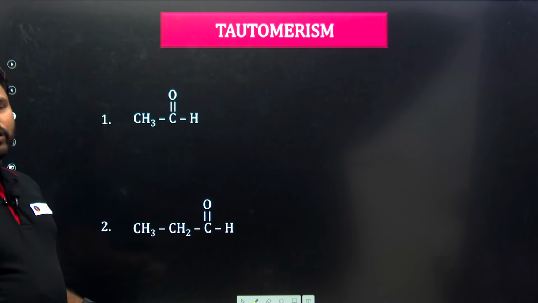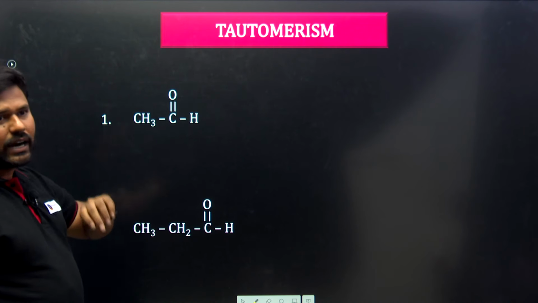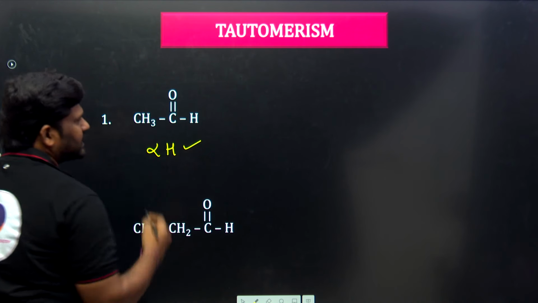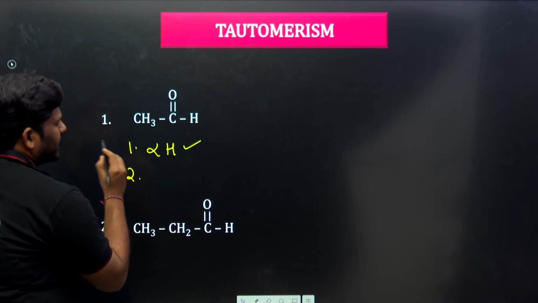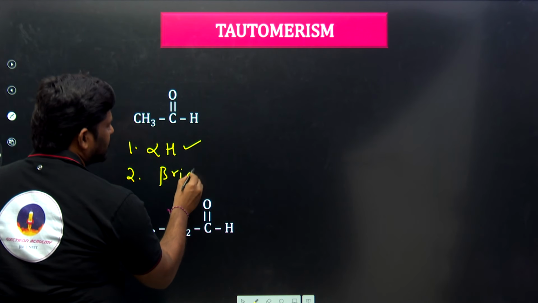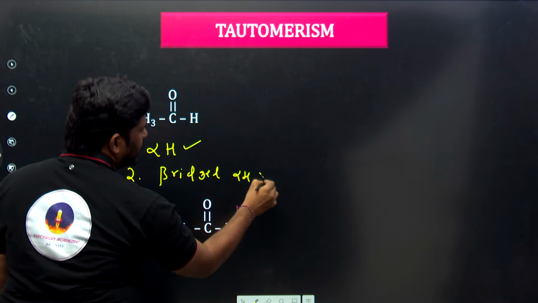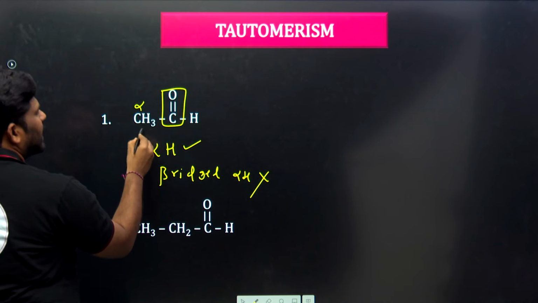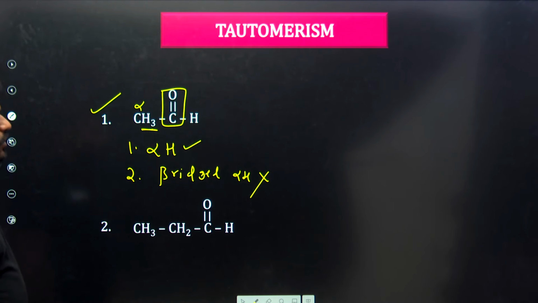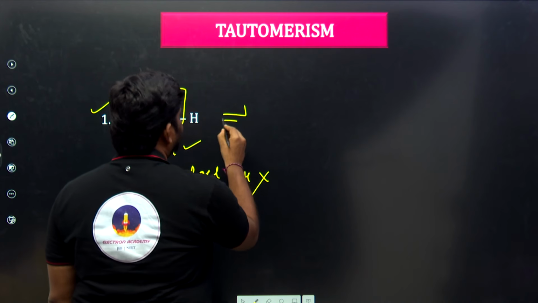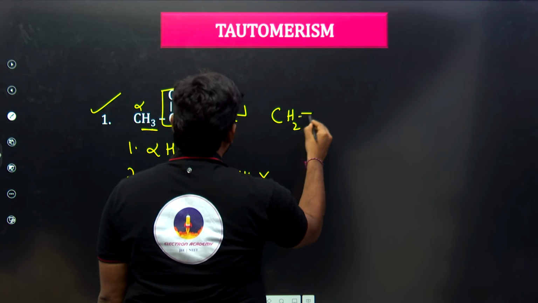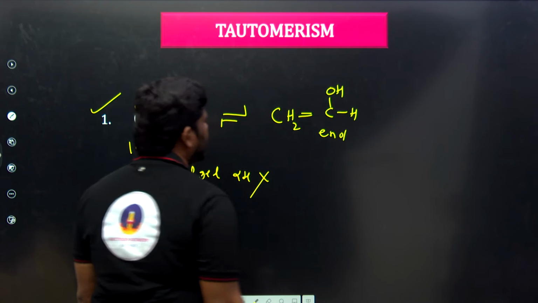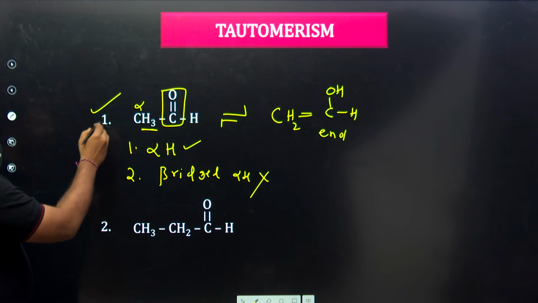So I will give you some compounds. Students, tell me whether the first one will show tautomerism or not. Simple example. What is the question? Check whether alpha hydrogen is present or not. This is the first point. Second point, a bridged alpha hydrogen cannot be considered. Here this is a functional group and there is an alpha hydrogen, yes, it will show tautomerism. What will it form? The aldehyde will form the enol. CH3 becomes CH2 double bond, and O becomes OH. This is an enol. Enol and aldehyde are the tautomers. So the first one shows tautomerism.